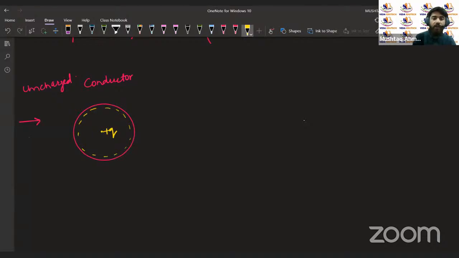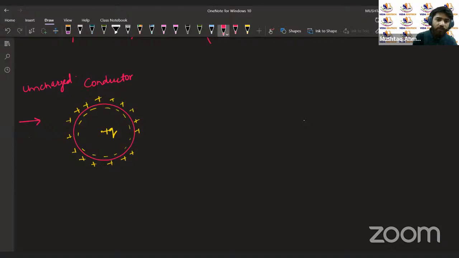And because the negative charge is induced on the inner surface of this conductor, an equal amount of positive charge will be induced on the outside surface of this conductor like this. So the outside surface will be positively charged and the inside surface will be negatively charged. And we have placed a charge Q at the center of this conductor. So in this case, the electric field inside the conductor will not be zero because we have placed a charge here, right? There will exist an electric field because of this charge.